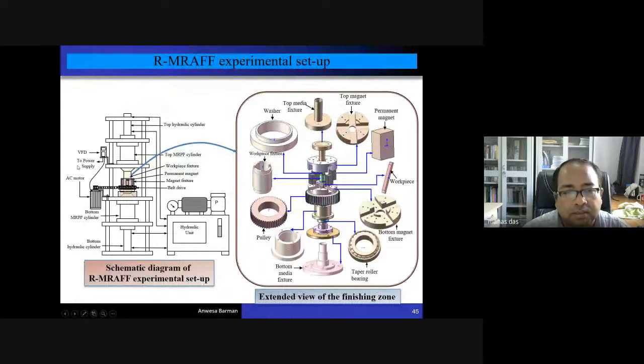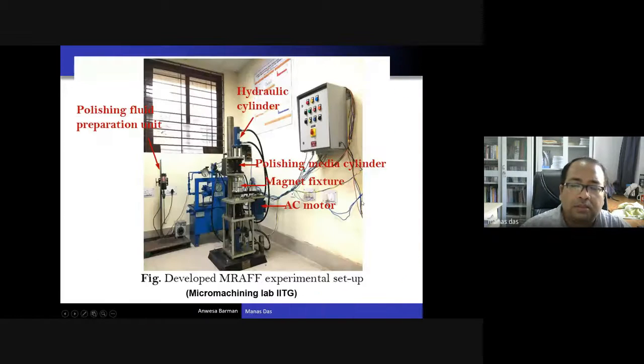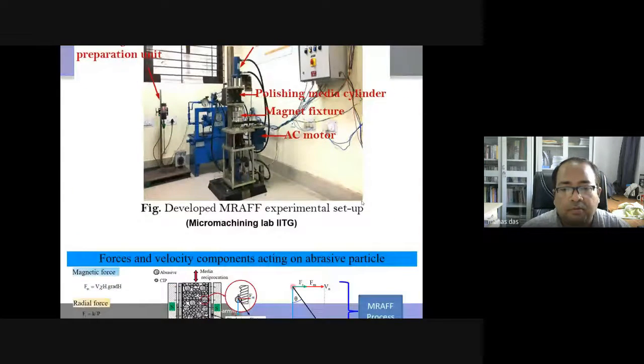You can see the magnetic field is rotated so that the MR fluid can be rotated inside this finishing zone, so that the entire surface can be polished. This is the workpiece fixture, with the internal surface. We kept the workpiece here. This is the experimental setup we have developed in our lab.